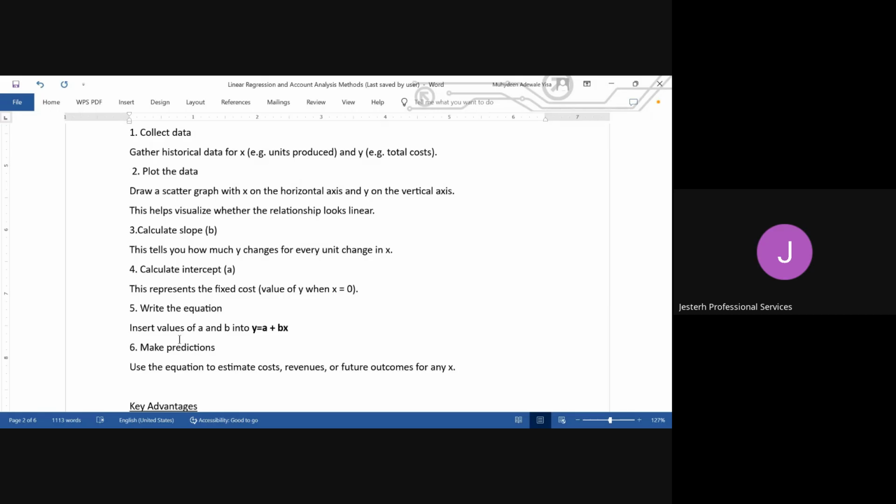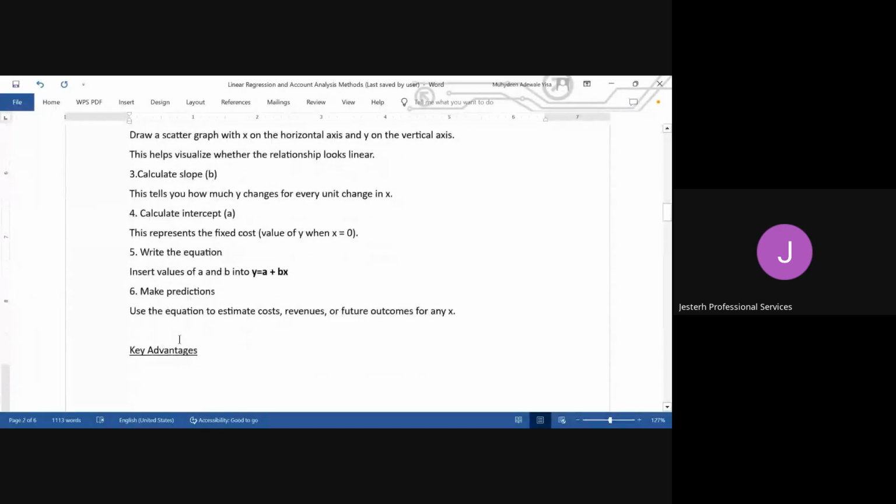And then the last step, which is the sixth step, is after we have created the cost function, we can use that cost function to make decisions, to make predictions based on future outcomes.